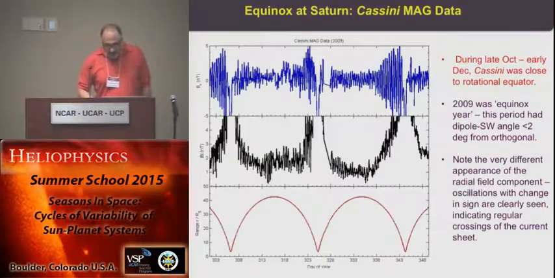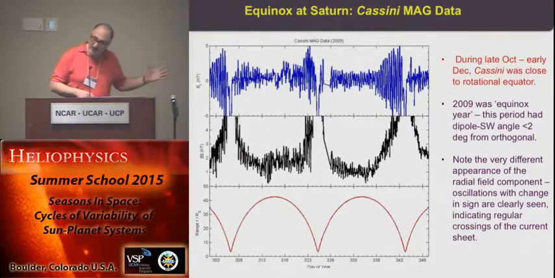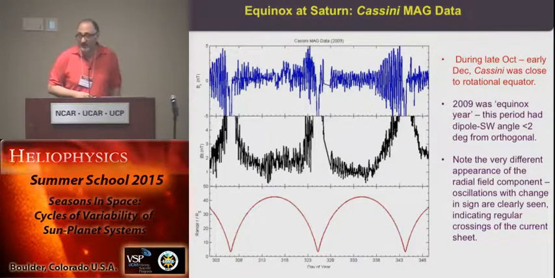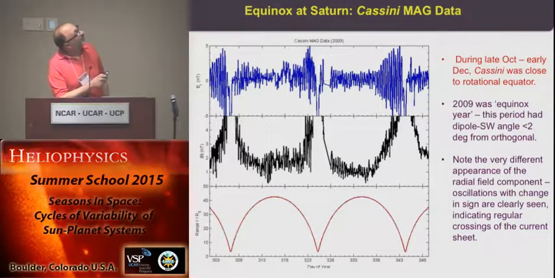Okay, so now we can come back to observations. Before, we saw southern summer solstice observations for Saturn. Here we see observations for 3 orbits during the period late October to early December 2009, which was the equinox year at Saturn. And we have the radial and the total field in the top 2 panels. And you can see, I hope, that you have a very different kind of observation, now more in line with the Galileo observation, showing you a nice symmetric positive-negative variation in the radial field. Very different to the solstice observations.